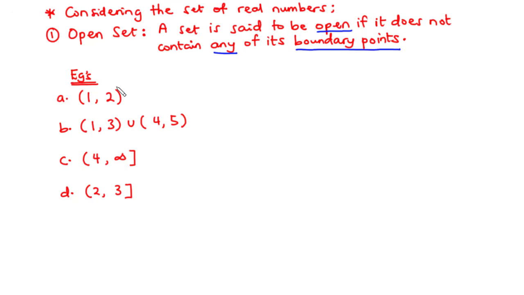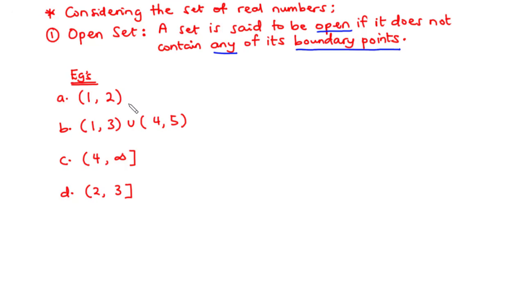Now let's look at these examples. Let's consider the first one. Here we have the open interval 1, 2. So what do you think are the boundary points of this interval? Now, given an interval, the boundary points are normally the points on the extreme ends. So 1 is a boundary point as well as 2 is a boundary point. So the boundary points here are 1 and 2.